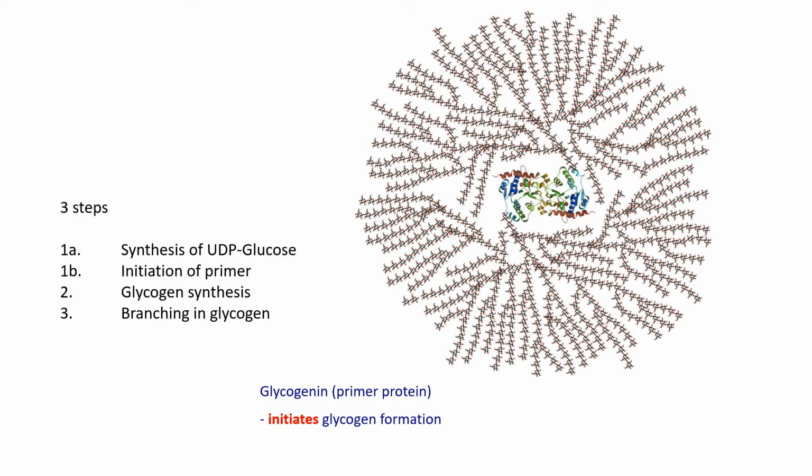This is the structure of glycogen. In glycogenesis, we add glucose to this existing structure. An anabolic process that requires energy, we can describe it in 3 steps.